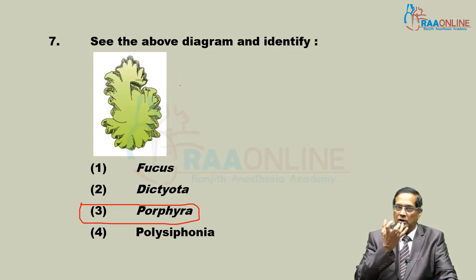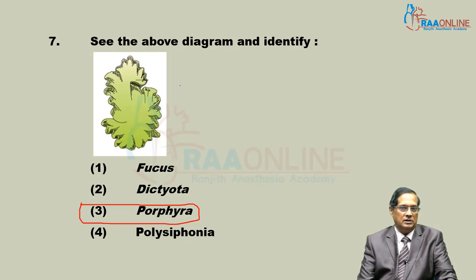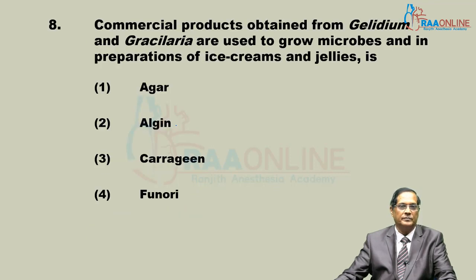Then keep in your mind, because any diagram can be given and its identity is asked. This is brown algae, this is brown algae, this is red algae, this is red algae.